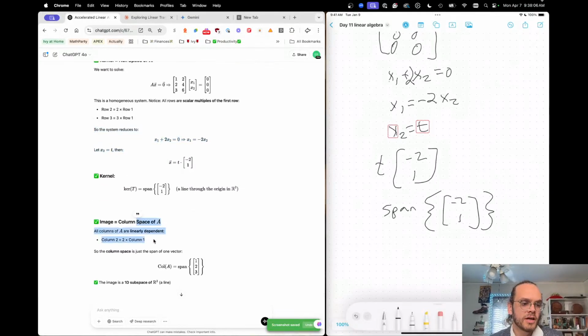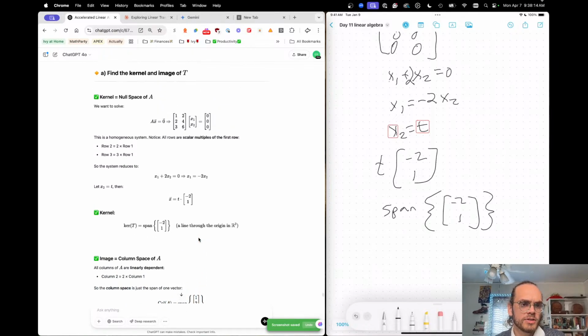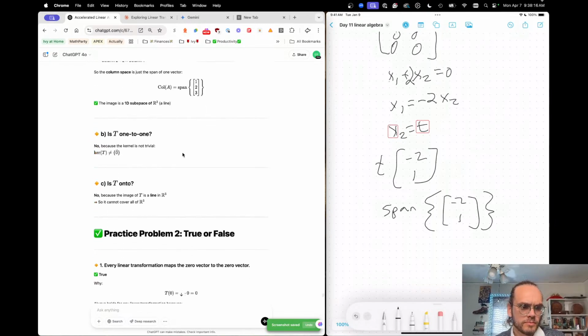An image is the column space of A. So the column space is just the span of one vector. So 1D subspace of three-dimensional space. I just take that 1, 2, 3. Is it 1, 2, 1? No, because the kernel is not trivial. That's something I need to make sure I understand. Is it onto? No, because the image is a line in R3. Okay.